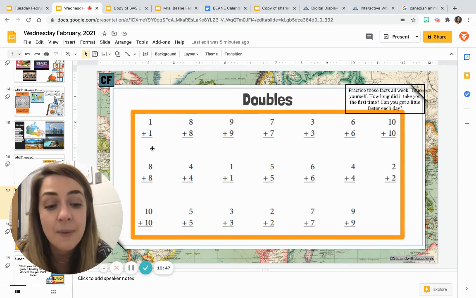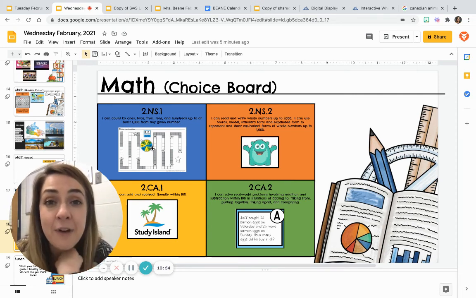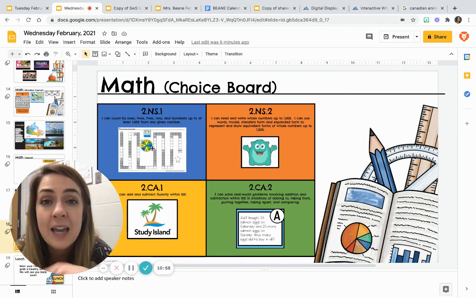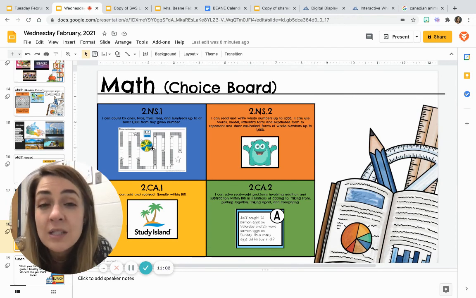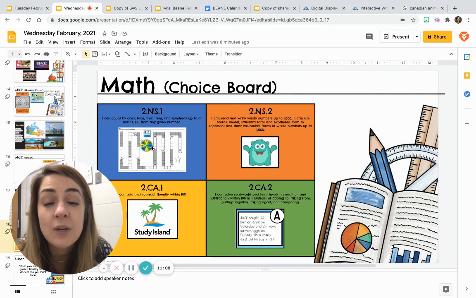Quick note about our choice board. Remember, you need to do all 4 things by Friday. I'm keeping track of it. So you need to play the Star Power game. You can play it with yourself, or maybe you have someone in your house that you can play with. Either way. You need to complete the Prodigy assignment. You need to complete the Study Island assignment.